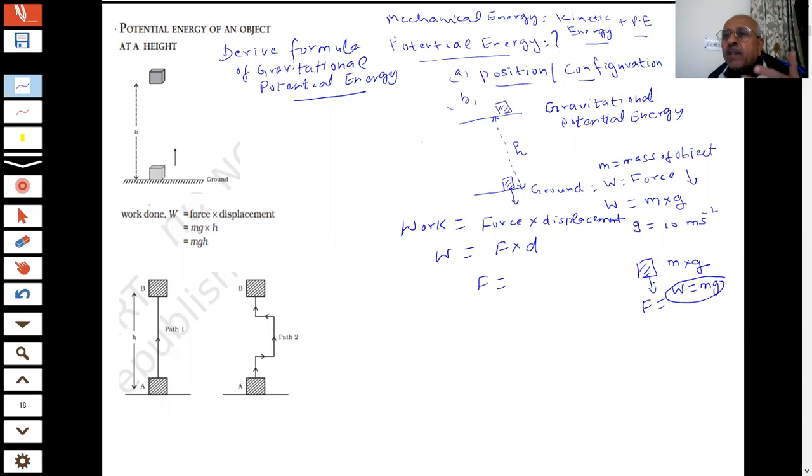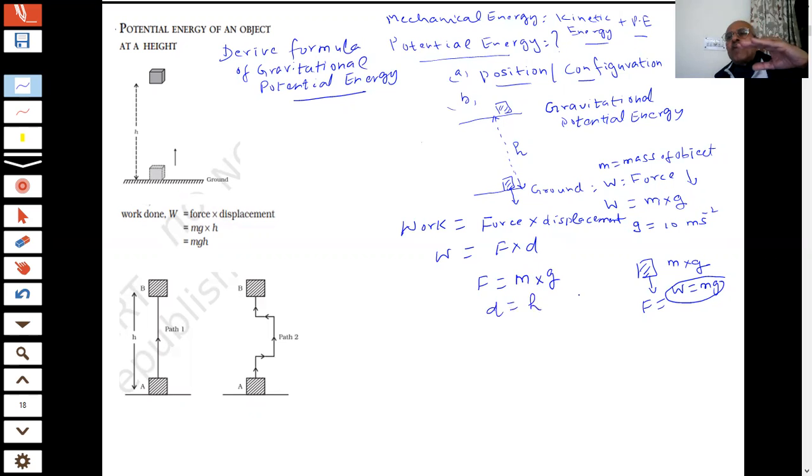If you apply a force less than the weight of the object, can you lift the object? Will you be able to lift it if you apply a force less than this? The answer is no. So whatever is the weight, that force we must be able to apply. So the force is equal to m into g. And what is the displacement here? d here is h.